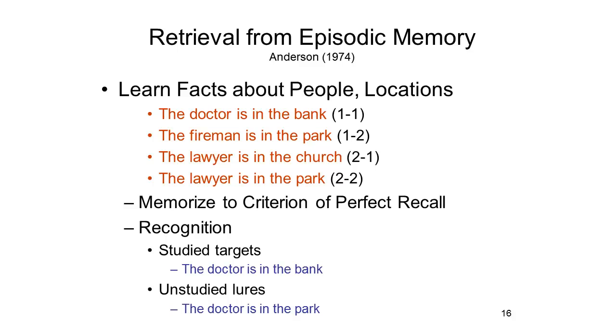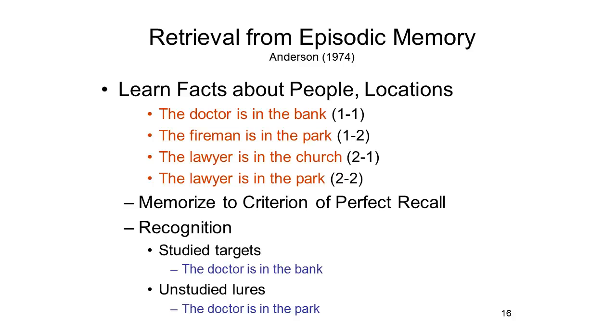Anderson had his subjects learn a list of simple facts about people and their locations, such as the doctor is in the bank, the fireman is in the park, the lawyer is in the church, and the lawyer is in the park. Note that there's only one fact about the doctor and only one fact about the bank, but there are two facts about the lawyer and two facts about the park. In this way, the experimenter varied the number of facts learned about each person and each location. The subjects memorized the list until they could recall it perfectly.